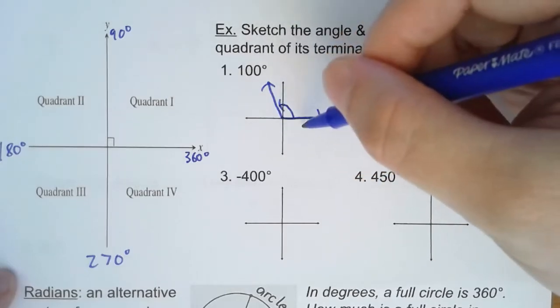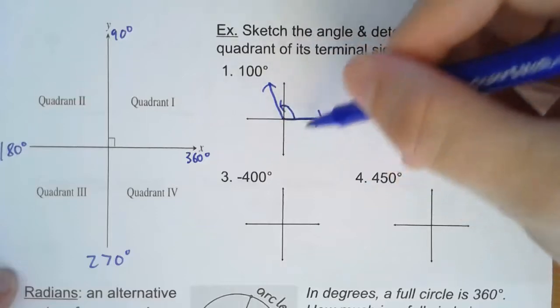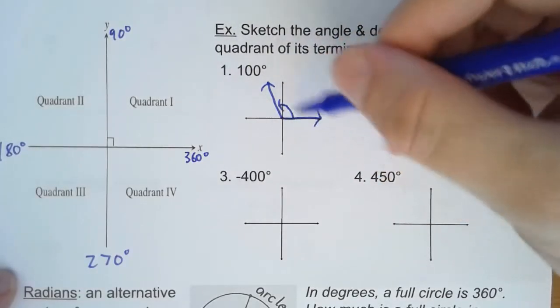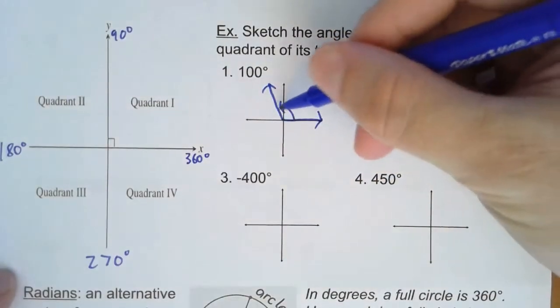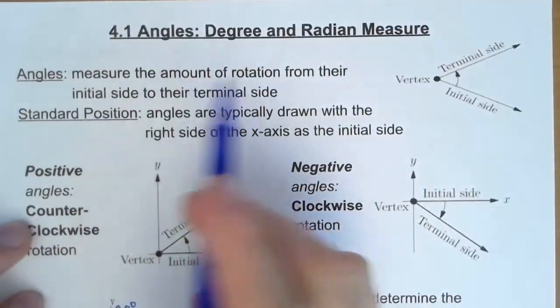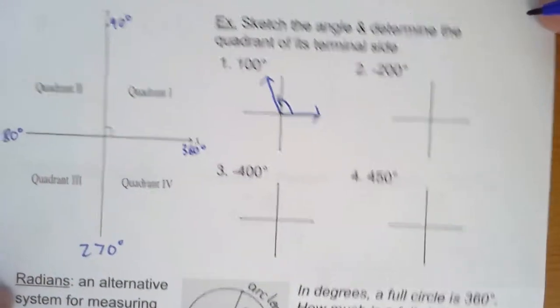We could have had a negative angle that rotated that way. Or maybe we had an angle where we went in 3 or 4 full circles before we landed there. Maybe there was a lot more rotation going on before we ended here. So we have to draw this little curvy arrow to show exactly, again, we're measuring the rotation. So we have to show exactly what amount of rotation and what direction of rotation we've done.